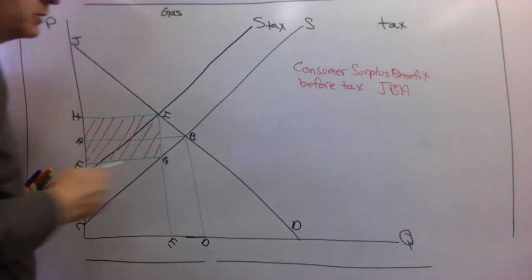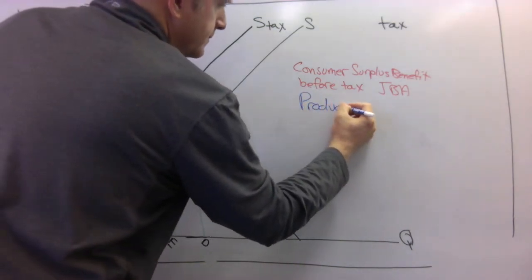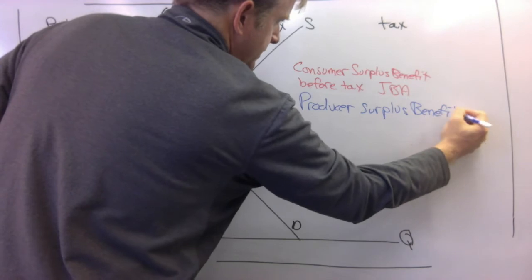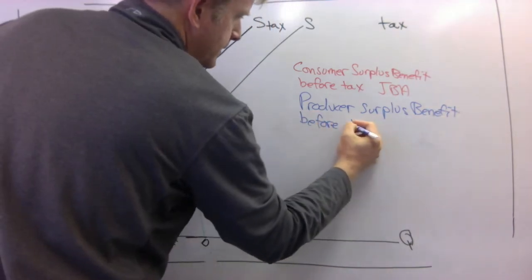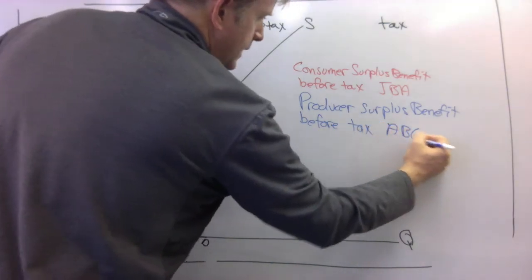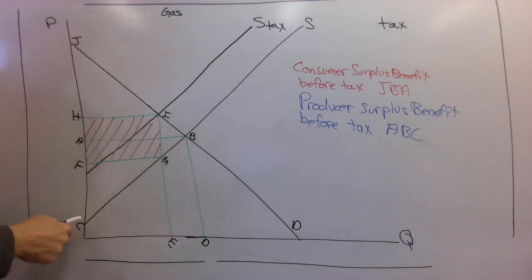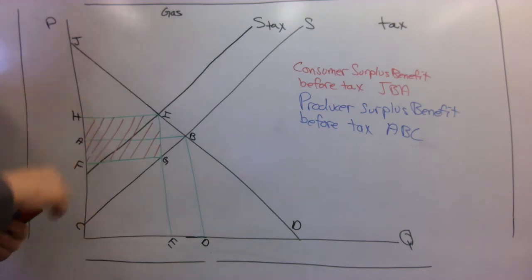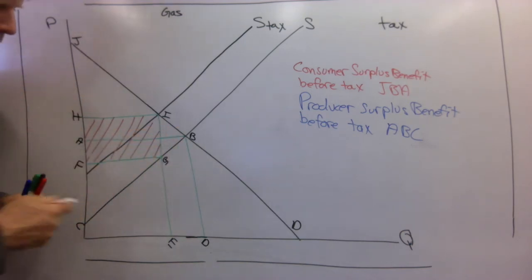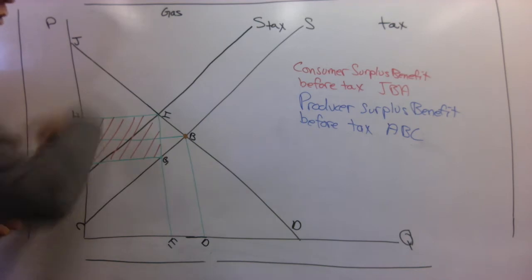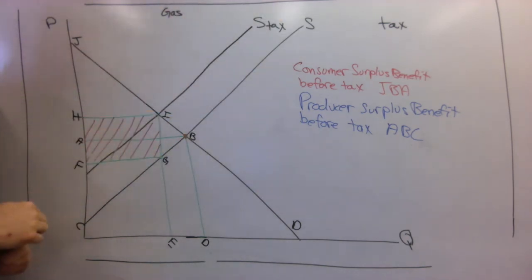And if we look at the producer surplus benefit before the tax, we'd say that that was equal to ABC. If you add JBA and ABC, we realize that that's society's benefit because producers and consumers are both part of society. Point B is what we call allocatively efficient. Remember that term from the last unit, allocative efficiency. There's no point in this market that's better than point B, according to the preferences of consumers and suppliers.